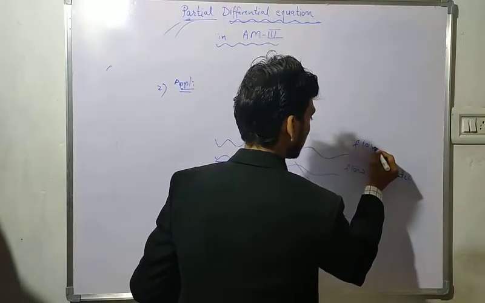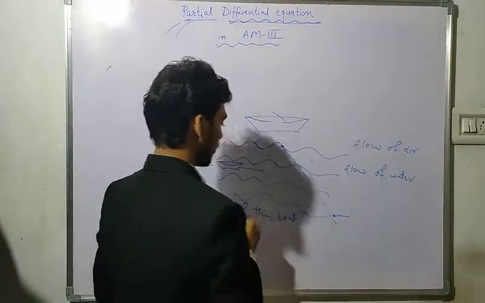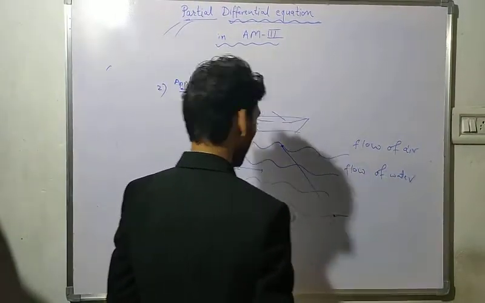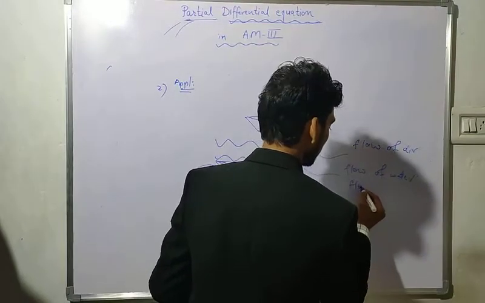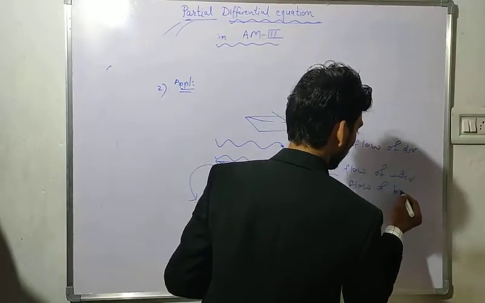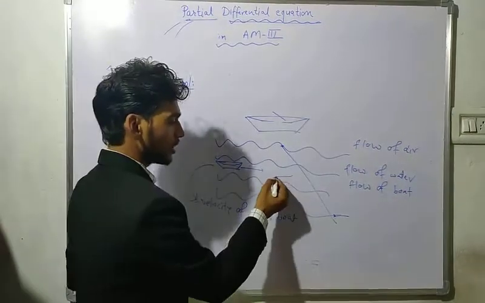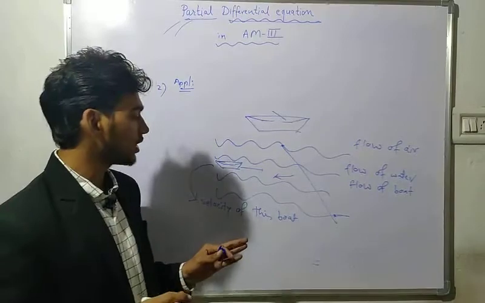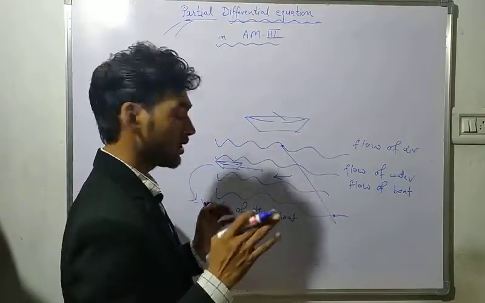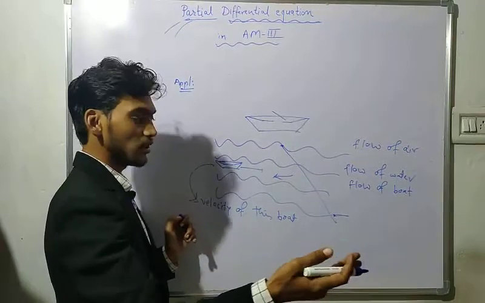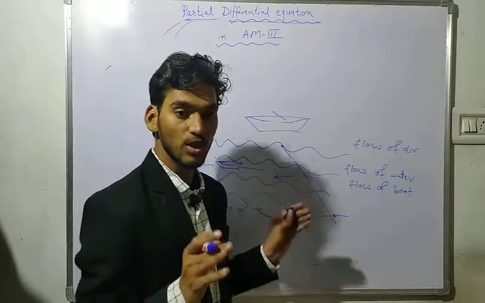flow of air, and flow of boat, whether in the same direction or in the opposite direction. So here the velocity component depends on different parameters, so it is a function of more than one variable. Okay, so in this case we can construct the partial differential equation.